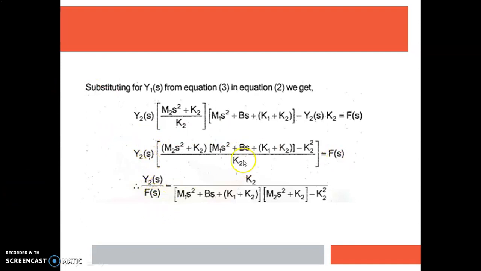Now we can find y2 of s divided by f of s, which is equal to k2 divided by m1 s square plus bs plus k1 plus k2, into m2 s square plus k2, minus k2 square. So this is the transfer function of that particular problem.